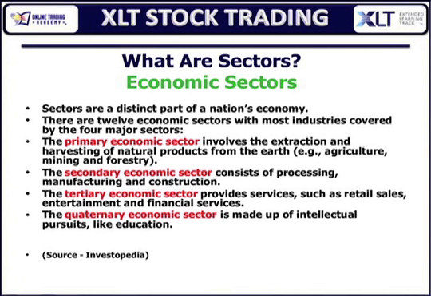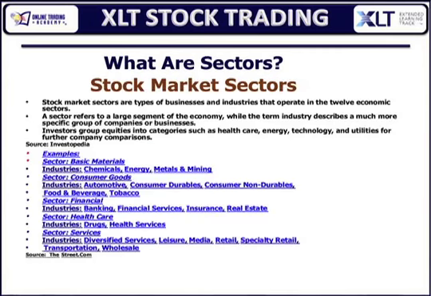And most of the economic sectors are covered in the 4 major sectors, which are the primary economic sector, and that's companies that operate in extraction of natural products from the earth, such as agriculture, mining, forestry. Then you have the secondary economic sector, which is processing, manufacturing, construction. Then you have your tertiary economic sector, which provides services such as retail sales, entertainment, and financial services. And the quaternary economic sector is made up of intellectual pursuits like education.